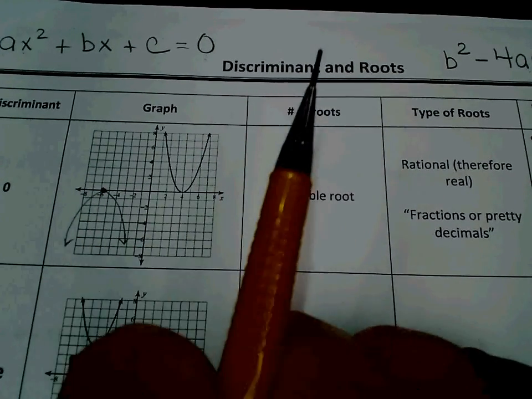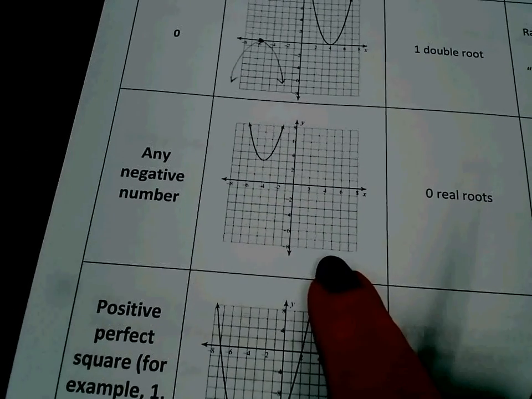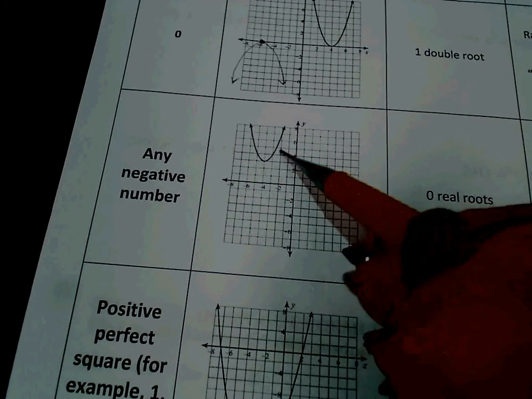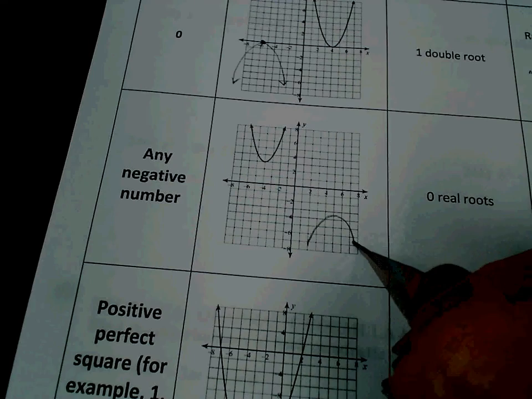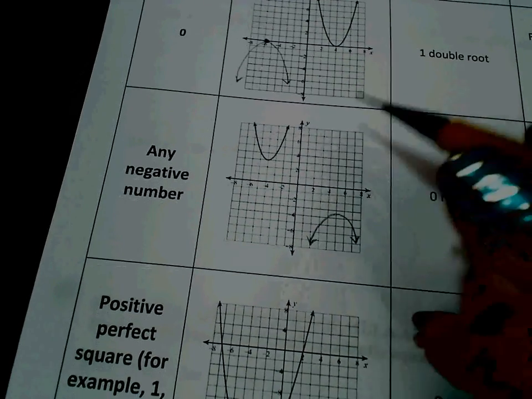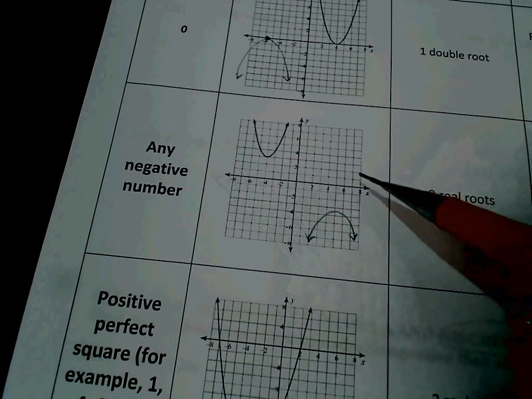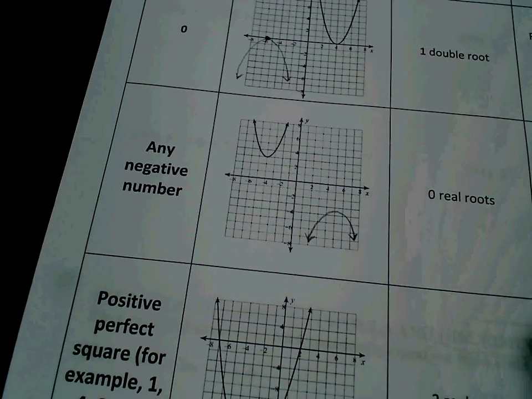If the discriminant is negative, it will not cross the x-axis at all. It can be up here in the sky or down here in the sky, but the parabola will not cross the x-axis. If your discriminant is negative, the parabola will not cross the x-axis.